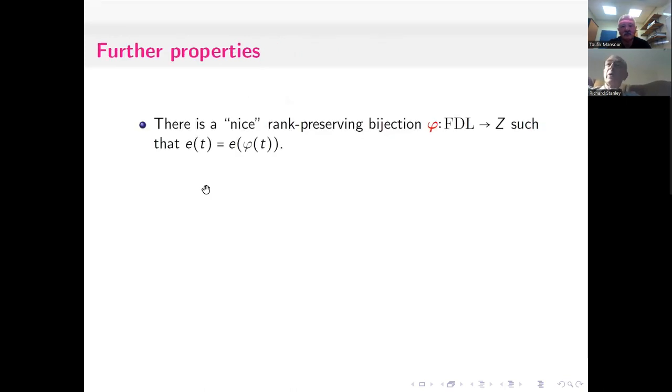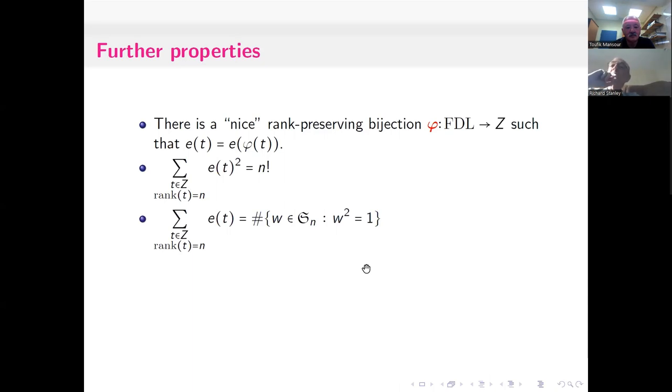Well, this is a theorem that this is always true. There's a nice, explicit definition of a rank preserving bijection phi from FDL to Z that preserves this number E(T), the number of saturated chains from the bottom element to T. Moreover, since the E(T)'s are the same, this theorem will be true for either Z or FDL: the sum of the E(T) squares is n factorial, and the sum of the E(T)'s is the number of involutions in S_n, just like Young's lattice. Well, this is immediately clear from the fact that Z is a differential lattice. But it's also true for FDL, where it's not clear.